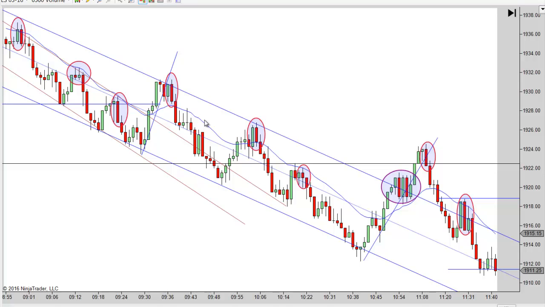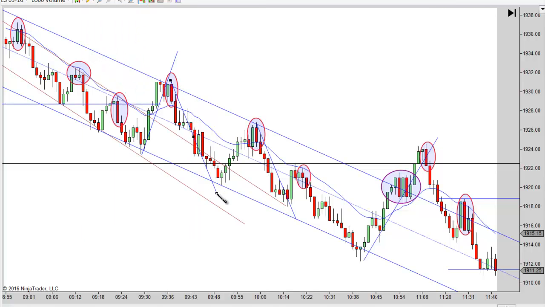You don't want to enter on any of these, at least not in my opinion. And there are some shorter term trend lines in here. You got this one coming down. That's your first break. So you're looking for a retest of that low. It's another reason to enter there.